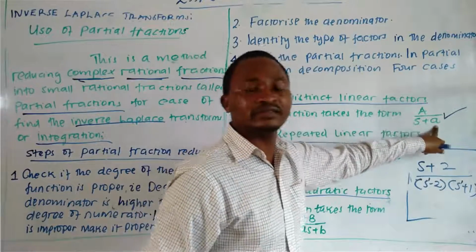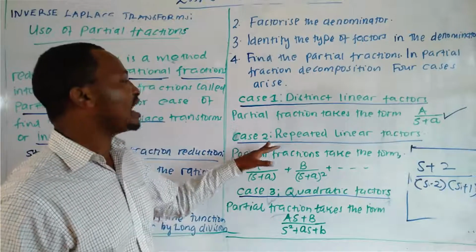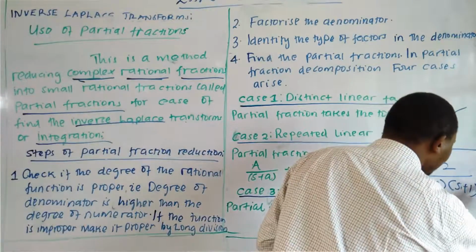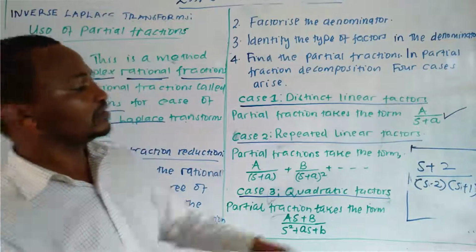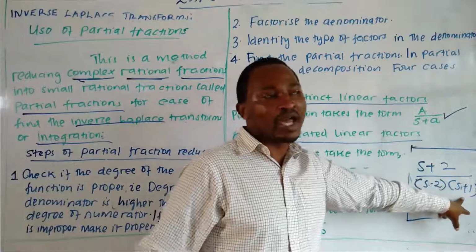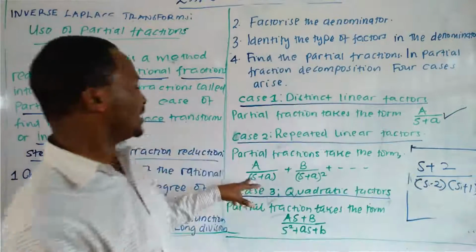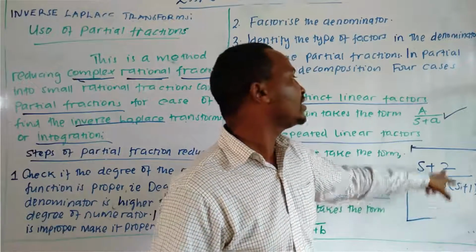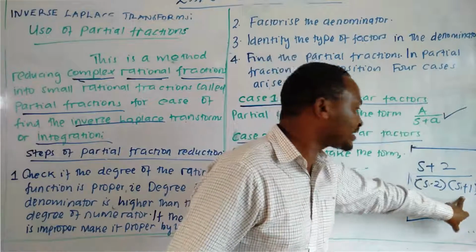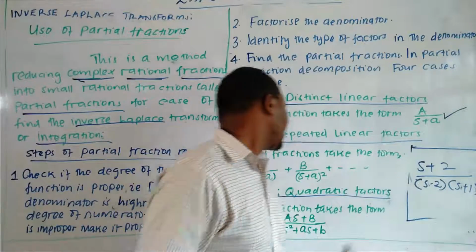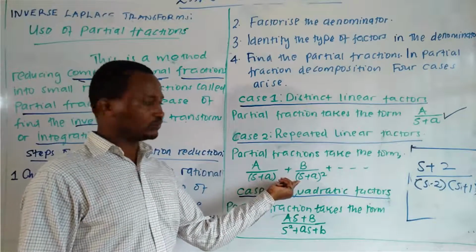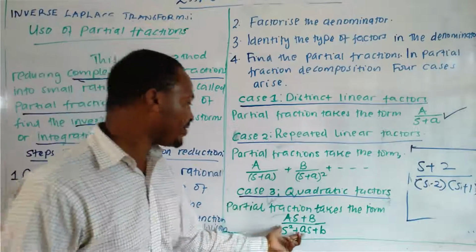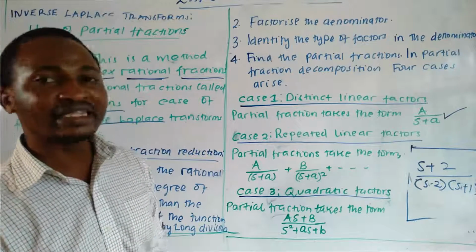A over s minus a. In case 2, we have repeated linear factor. Suppose this factor here is repeated. It is squared. That's what we mean when we say repeated. It is probably squared or to the power of 3. It will take the unsquared factor, or the unrepeated factor, it will still take this form, but the factor that is squared or repeated will take this form. In case 3, it is where we have irreducible quadratic factor.